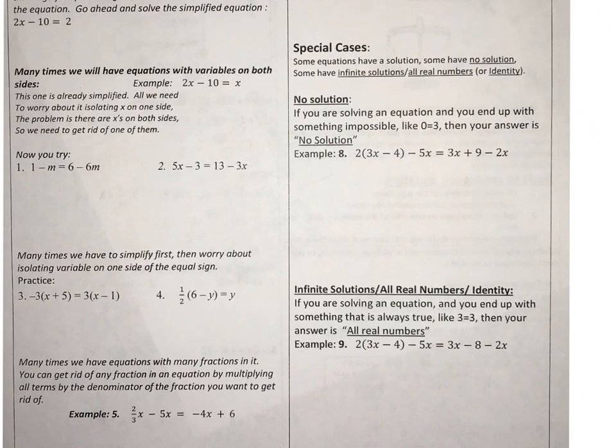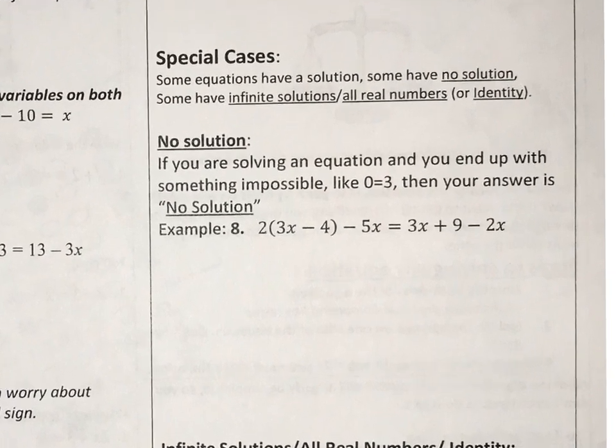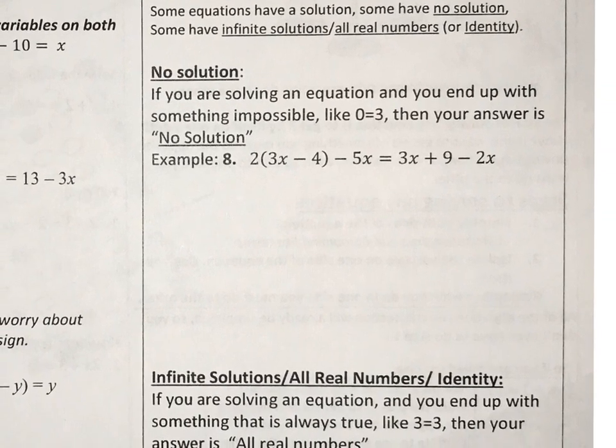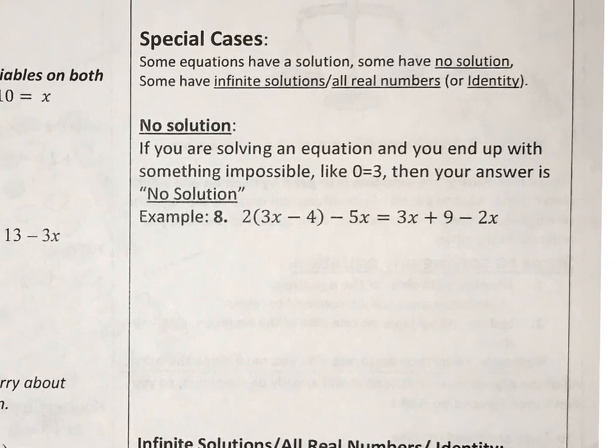But anyway, I do want to talk about special cases. Now on our notes, we had these two situations that are special cases. And let's read this right here. If you're solving an equation and you end up with something impossible like 0 equals 3, then your answer is no solution. Okay?